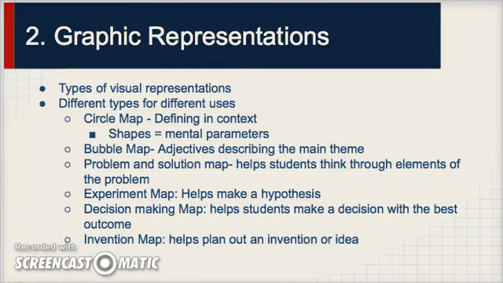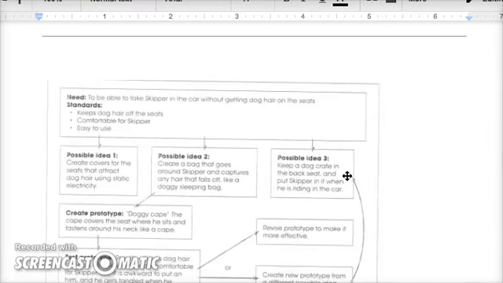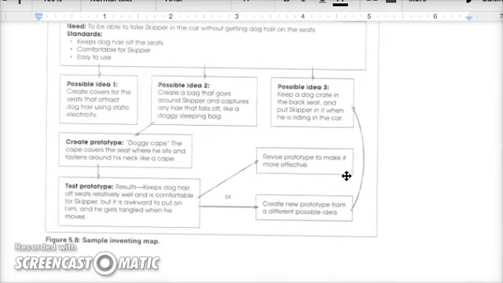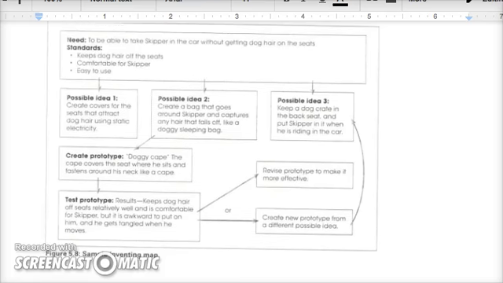And so the last one is probably the most fun one for students. They can have an invention map or just an idea map. This looks like this, and it's basically the steps that are needed. The desired improvement is the first one. So what do you need in your life that is the need for this invention or this idea? So for this person, they want to take Skipper in the car without getting dog hair. So what that need is, is that the dog hair is on the seats, so they don't want it there. So then they make standards. So the standards for their invention were keep the dog hair off the seats.